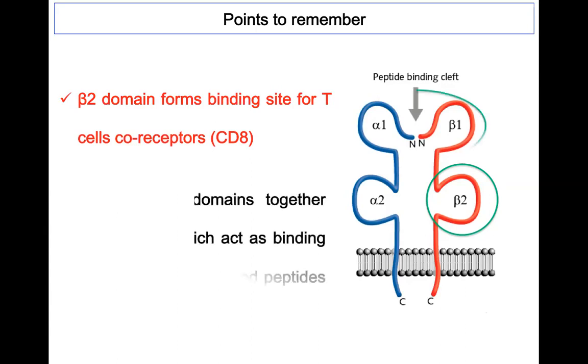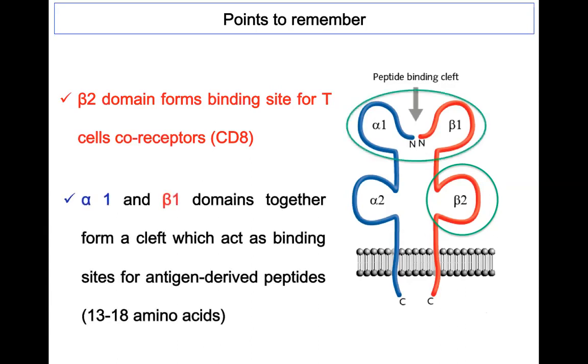And the antigen binding site, or peptide binding cleft, is formed by the alpha 1 and beta 1 domains together. They form a cleft which acts as a binding site for antigen-derived peptide, about 13 to 18 amino acids. So that is the cleft where the antigens bind. And similarly, in both cases, millions of MHC molecules are formed, and according to the structure of antigens, they join with those particular antigens.